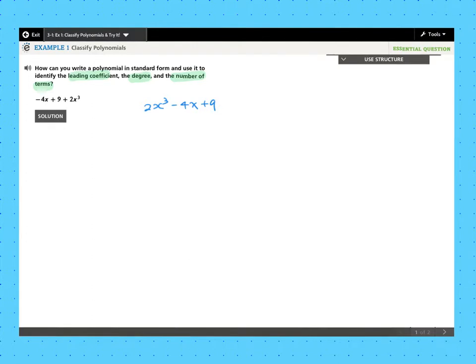And so now you can tell the leading coefficient is 2, my highest degree is 3, and the number of terms is also 3. So this is a cubic function. Straightforward.